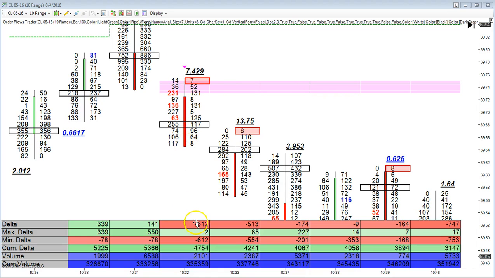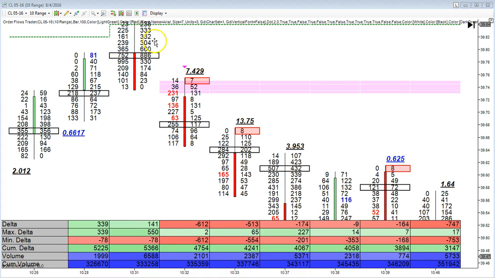Generally speaking, if the market's going down, it should have a negative delta. If the market's going up, it should have a positive delta. But that's not always the case. You're going to get times where things change. Early in this bar, as the market was making new highs, the delta was positive. It sold off late in the bar, and the delta got closer to zero, closer to a negative number.